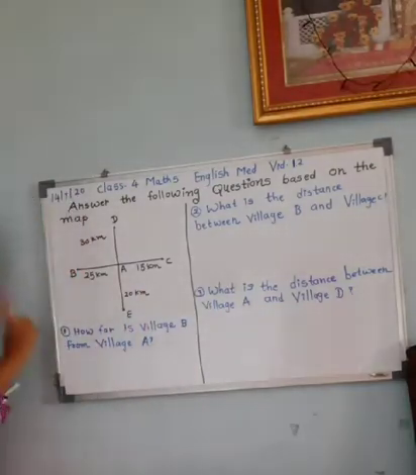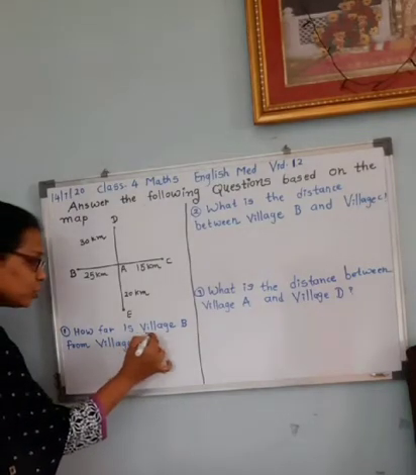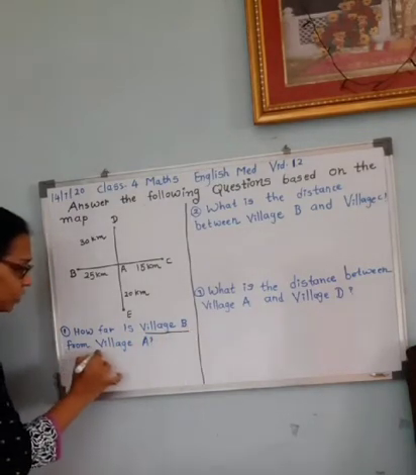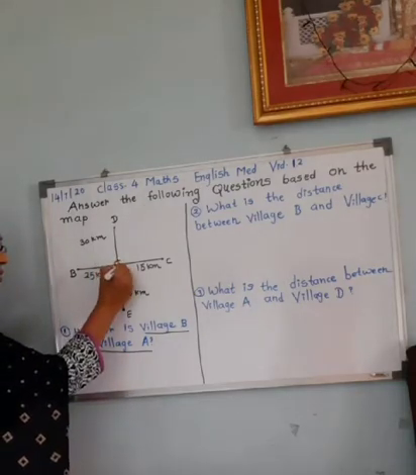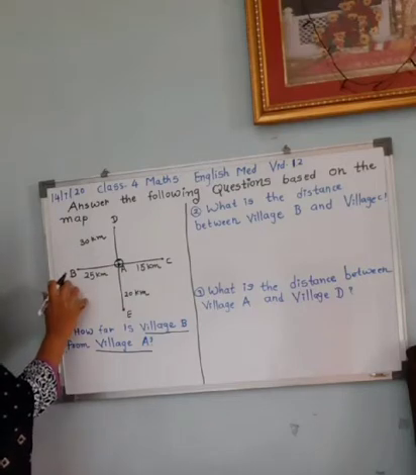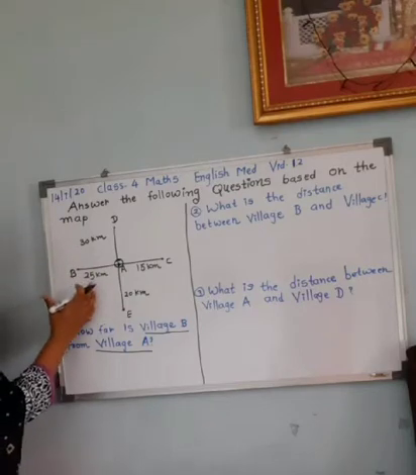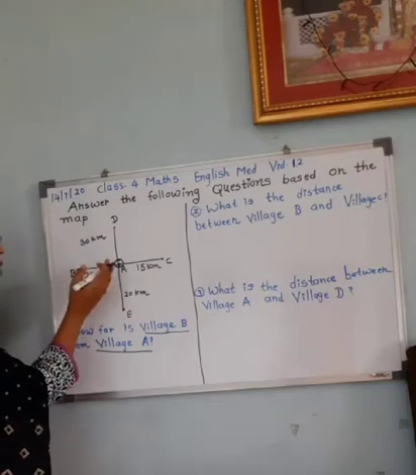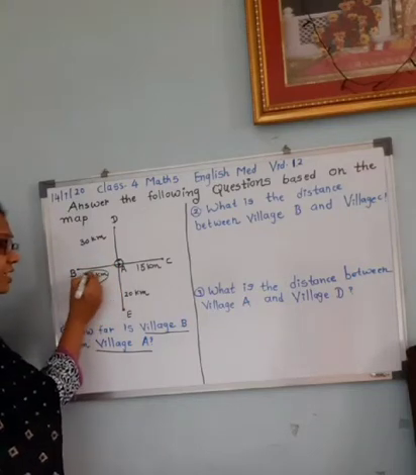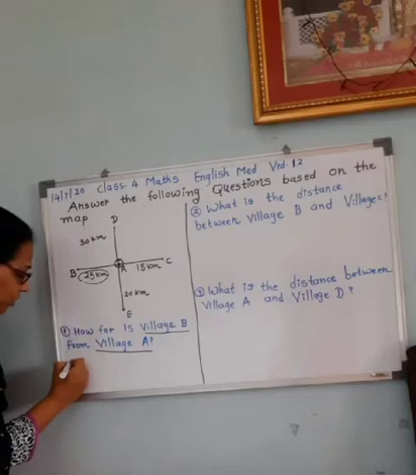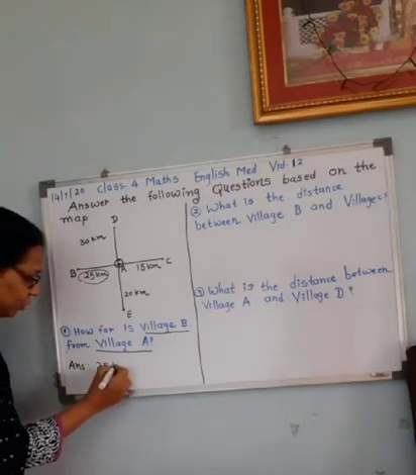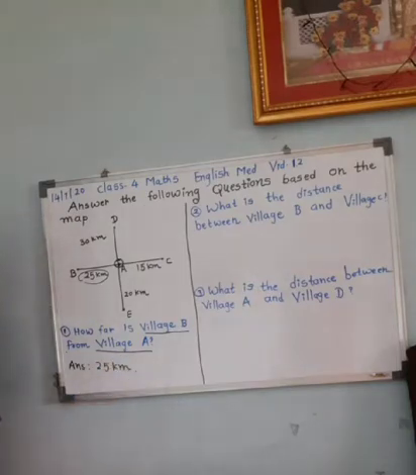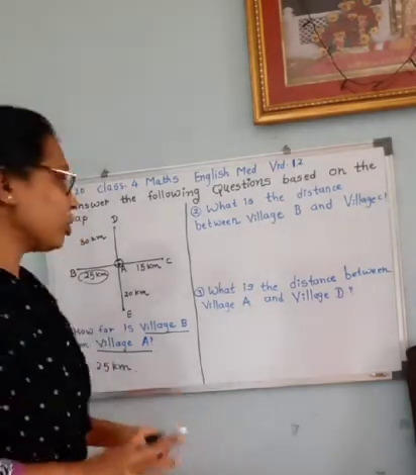The first question is, how far is village B from village A? You can see here, this is village A and village B is here. What is the distance of village B from village A? You can see here, this is the 25 kilometer. So the answer is 25 kilometer. Understood how to find? Okay.